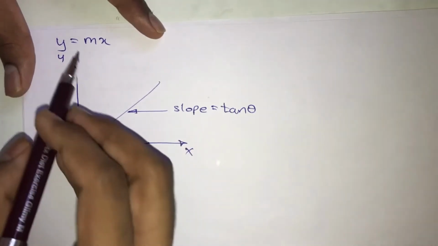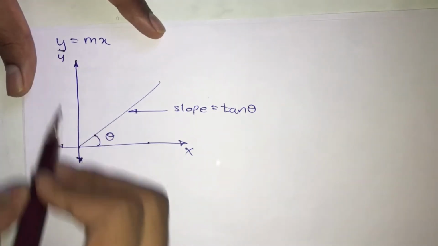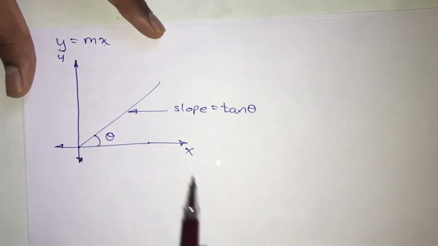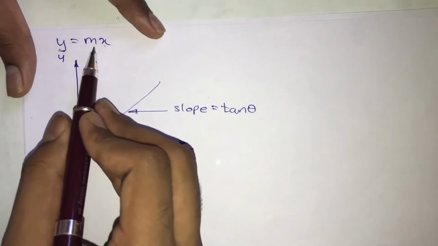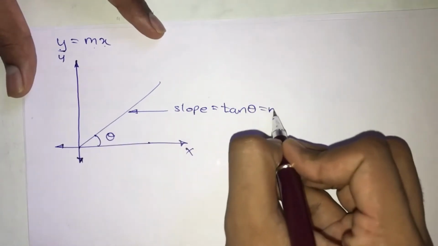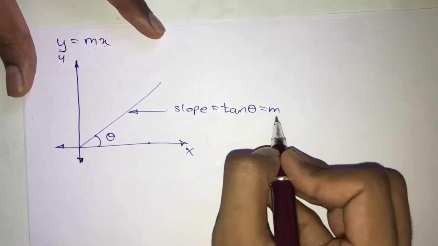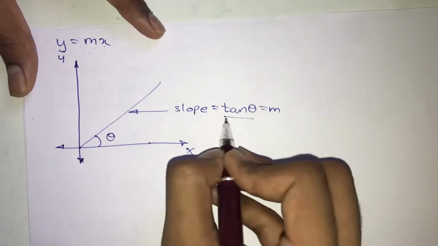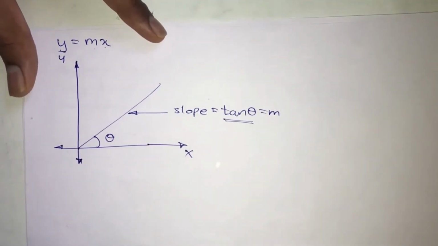Now let us understand what these terms in the equation mean. This y stands for a variable along the y-axis. This x stands for a variable along the x-axis, and this m is simply nothing but the slope of the line. So this slope is represented by m, and what is the formula for finding out slope? It is nothing but the simple formula tan of theta. Okay, so I hope this much is clear for you guys.